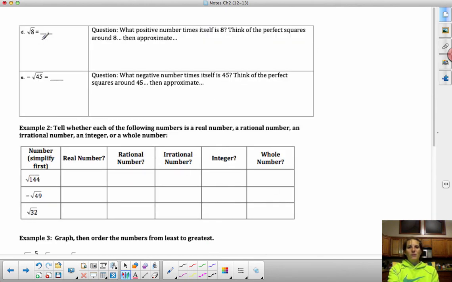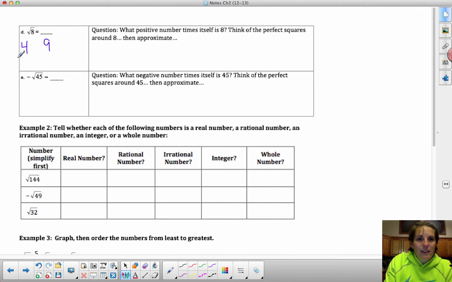Now, what about the square root of 8? 8 is not on that list of perfect squares. So what are our options? Our options are that we should use our calculator, or we can think about perfect squares that are around 8 and approximate. If we think about this number 8, the very next number that would be a perfect square is 9, and the smaller number that's a perfect square is 4. 8 is in between 4 and 9, because that's a true fact.